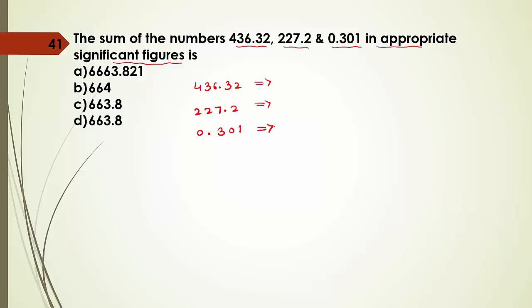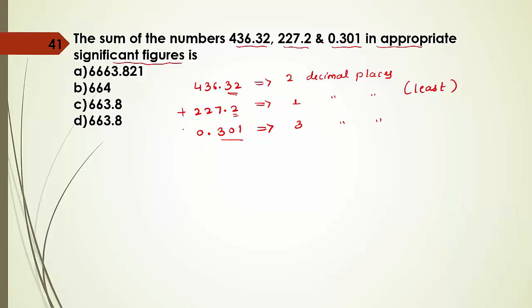This is significant figures in addition. For addition, we know that the final result should contain only the least number of decimal places. First, we can write the decimal places of all the three numbers. In the first number, 436.32, how many decimal places are there? 2 decimal places. In the second number, 227.2, only 1 decimal place. In the last number, there are 3 decimal places. The least is the second number, so the final result should contain only 1 digit after the decimal point.